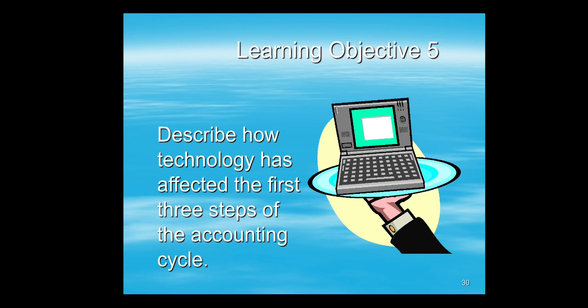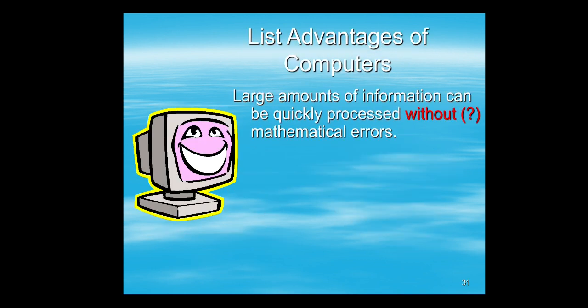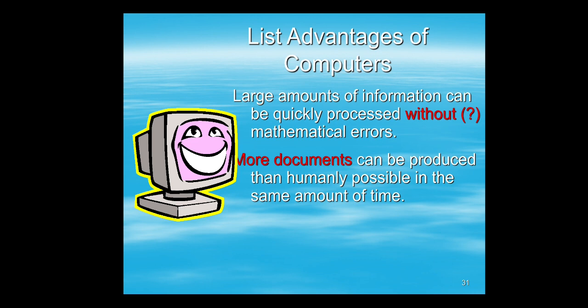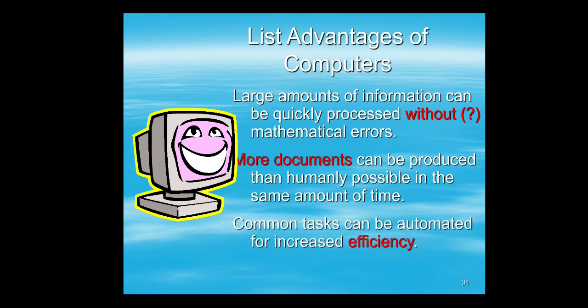Okay, there are several advantages of using computers or software. Okay, here are the advantages. First, you can process large amount of data and information very quickly without errors. If you do it manually, maybe you make errors. But if you use computer, most of the time, it can be done without errors.